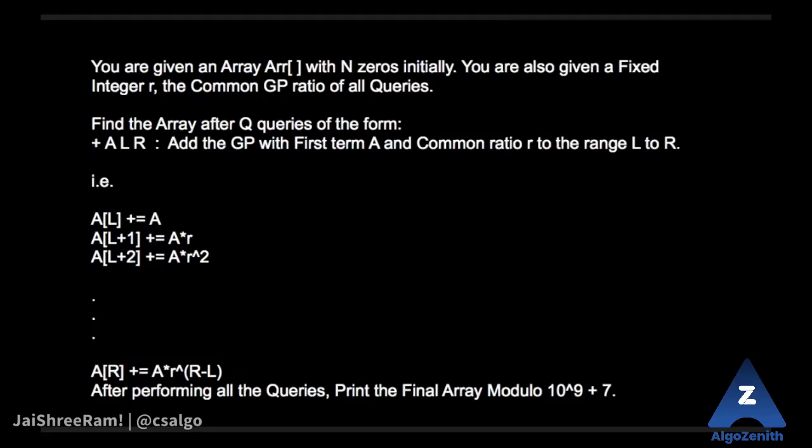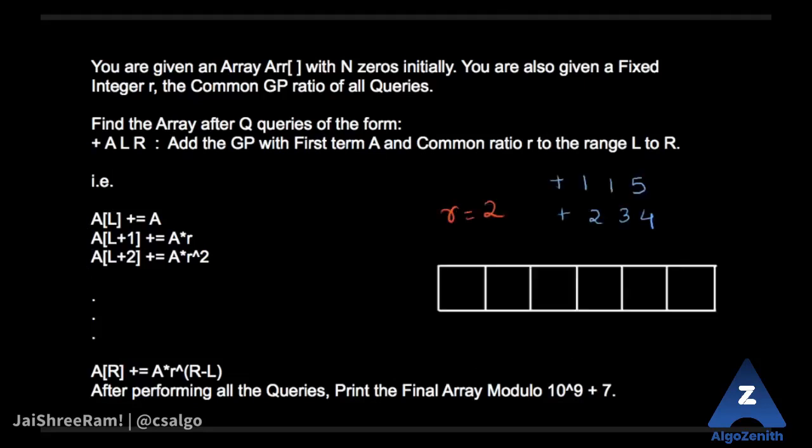So let's just quickly look at the examples of the given statement. So we have plus 1 1 5, right? So this adds to the range 1 to 5. So if we quickly index the array, let's say 0, 1, 2, 3, 4, 5.